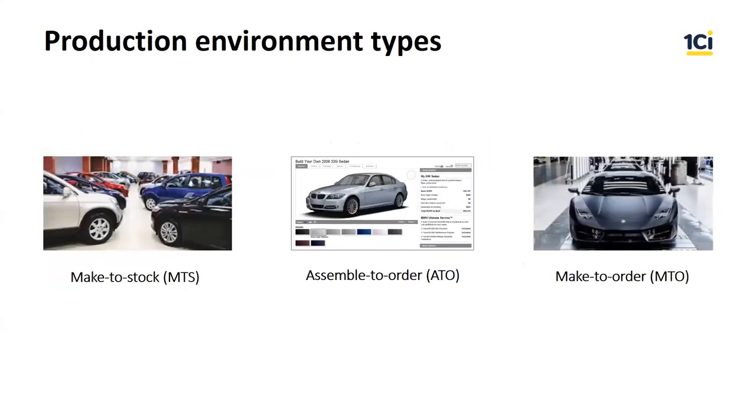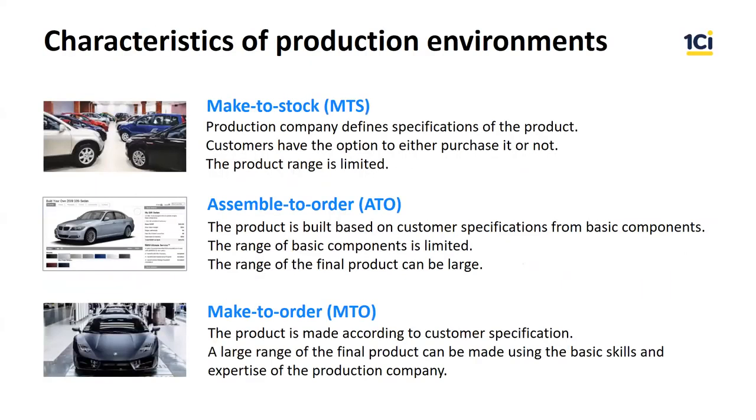Another classification which is of particular interest for us is based on the type of relationship that exists between the production company and the customer. There is a make to stock, assemble to order, and make to order types of environment. In make to stock environment, it is the production company that decides what to produce and which specification the product might have. The make to order type of environment is on the other side of the spectrum, where the client decides what they want according to their own specification, and production companies offer the skills that they have.